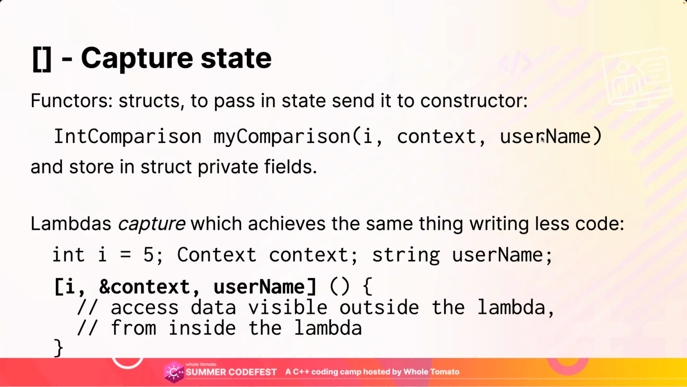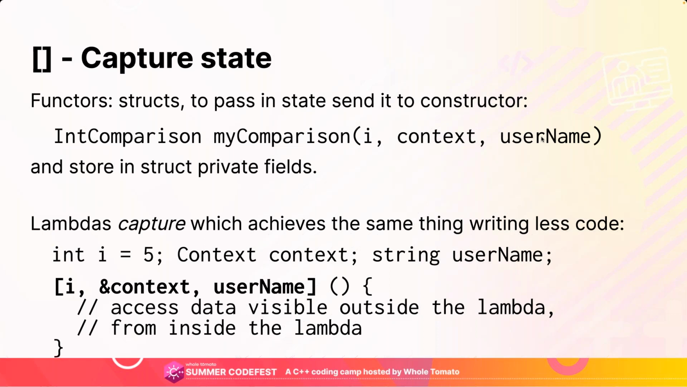So, the bit that I ignored on the previous slide: capturing state with the square brackets. When I was talking about functors, I showed a very simple one where the call operator was just called with 2 integers to compare them and returning a value. But often the logic that you want to pass around is slightly more than just a standalone method. It wants to capture some state or have some knowledge, some kind of context.